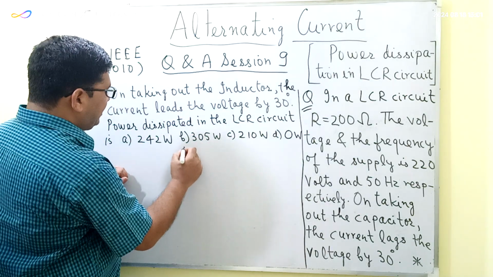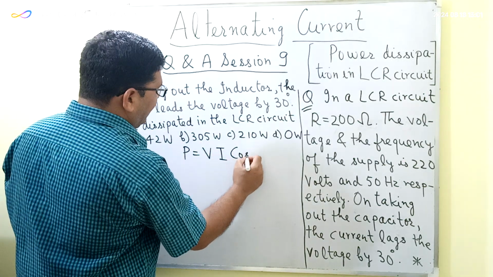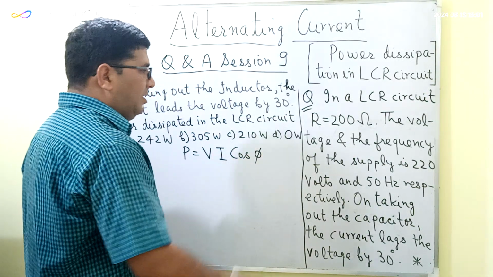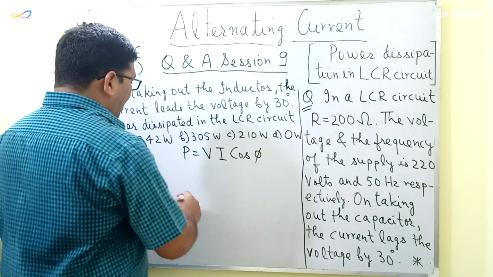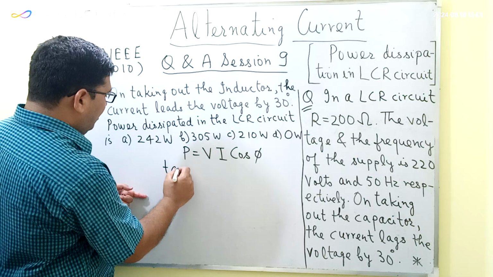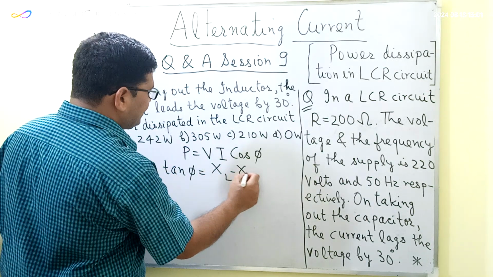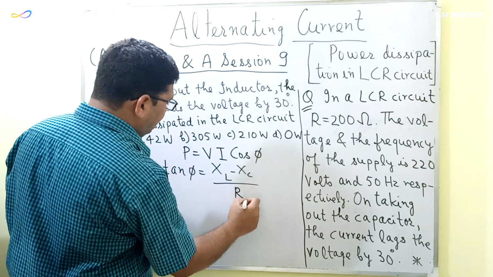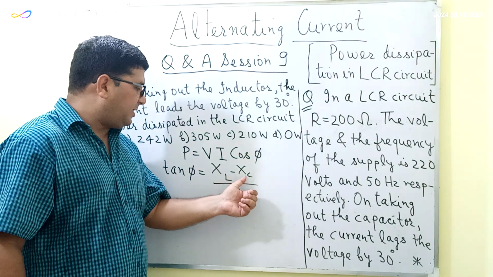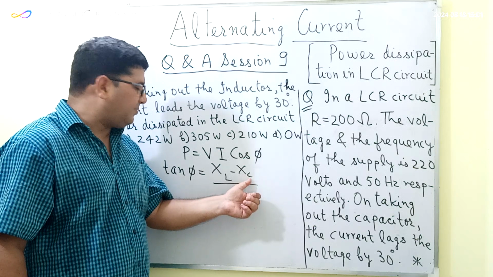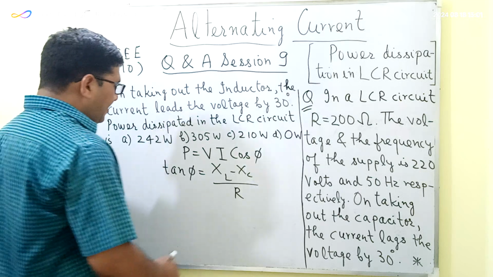So the power dissipation in an LCR circuit is given by V I cos phi, where phi is the phase angle between the applied voltage and the current in the circuit. Now we also know that tan phi is equal to XL minus XC upon R, where XL is the inductive reactance of the inductor, XC is the capacitive reactance of the capacitor, and R is the resistance of the resistor in the circuit.